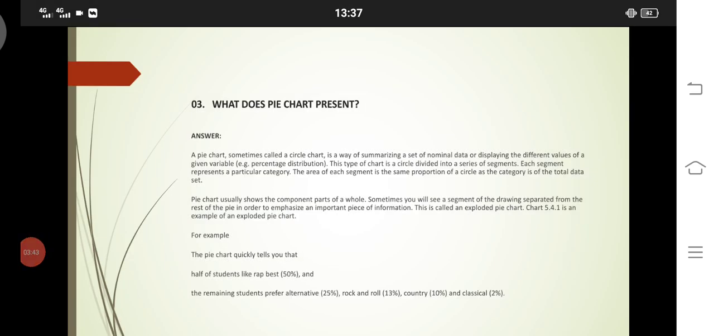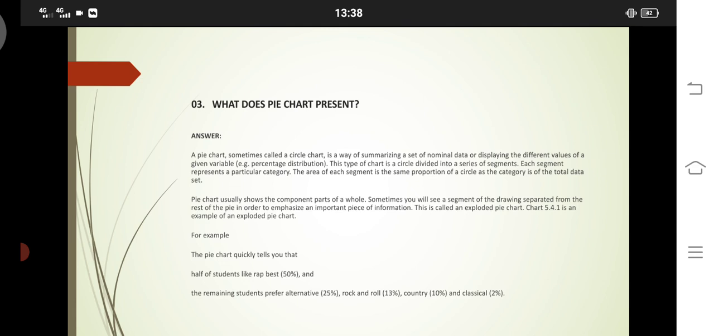Number 3. What does a pie chart present? Answer. A pie chart, sometimes called a circle chart, is a way of summarizing a set of nominal data or displaying the different values of a given variable. This type of chart is a circle divided into a series of segments. Each segment represents a particular category. The area of each segment is the same proportion of the circle as the category is of the total dataset.